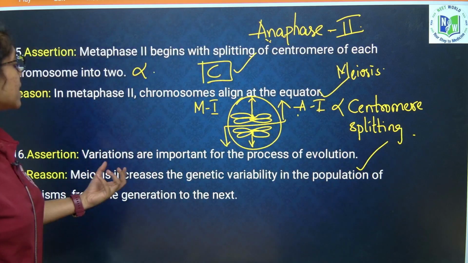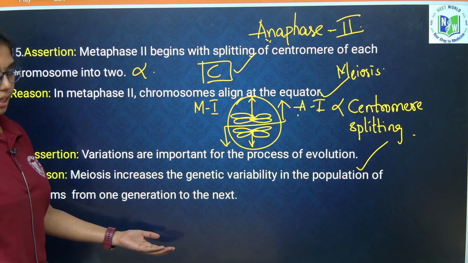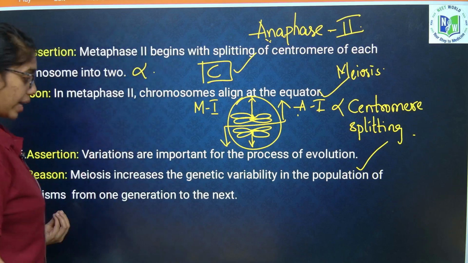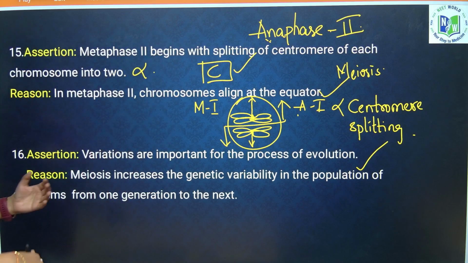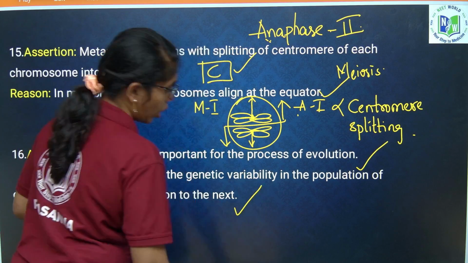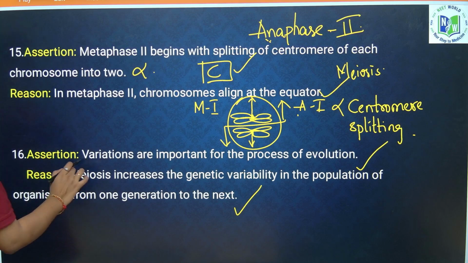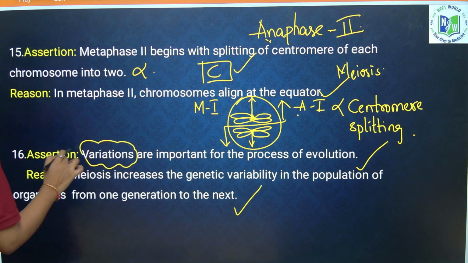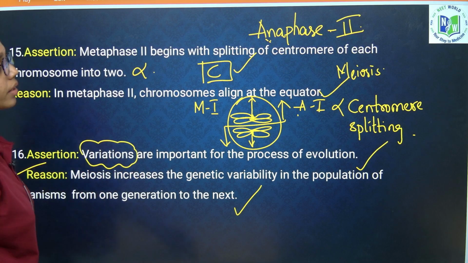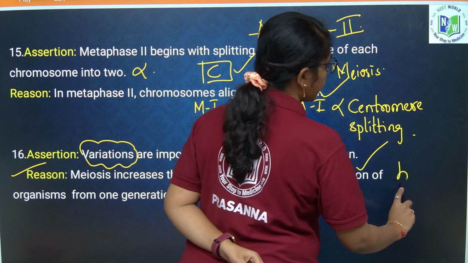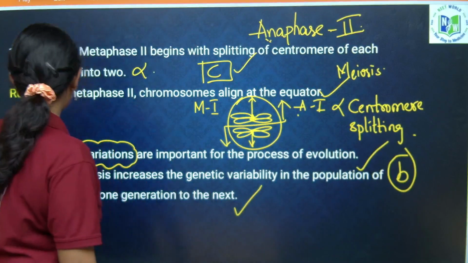Next, assertion: variations are important for the process of evolution, correct. Reason: meiosis increases the genetic variability in the population of organisms from one generation to the next, correct. But nowhere is the variation concept explained in the reason, so our option will be B. Okay, next question.